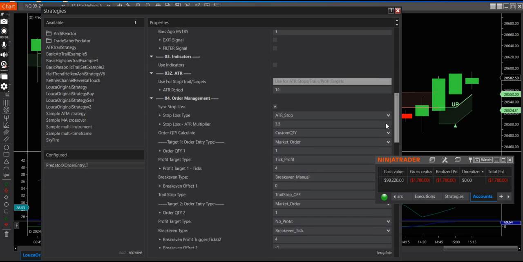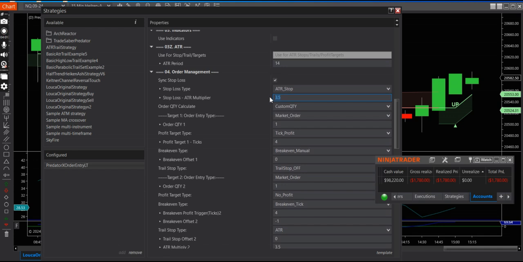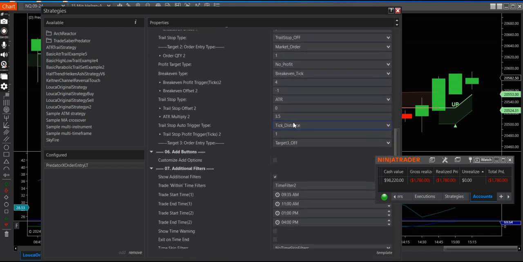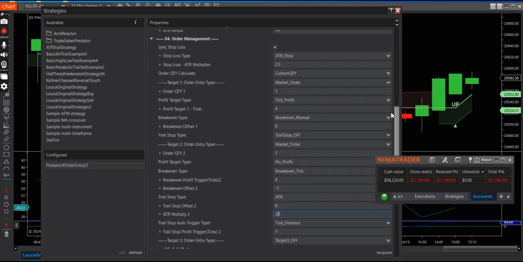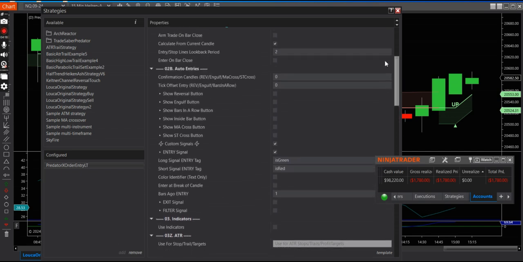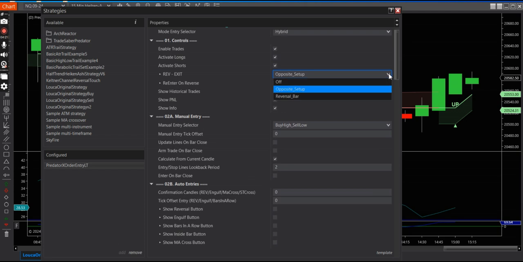Let's see. I'm going to change this back to 2.5, and then change this back to 2.5. Okay. And so I have this reversal. Let's see where it's at. So reversal opposite, reversal bar. Let's see, turn this reversal bar, reverse and reversal bar.